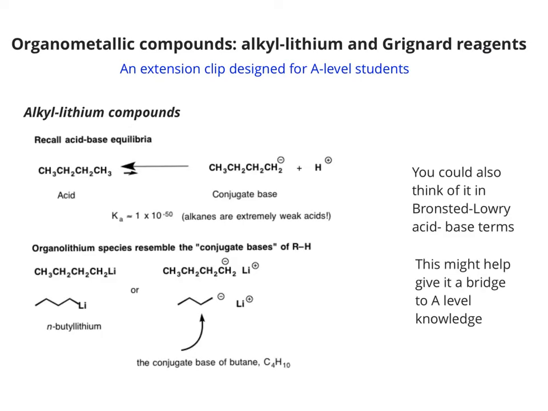You can also think of this in terms of Bronsted-Lowry acid-base chemistry. This might help give it a bit of a bridge or context for you if you're looking at this clip as an A-level student. You'd obviously get conjugate bases and all that kind of thing setting themselves up as well. Notice that the Ka value is very small because alkanes are very, very weak acids.